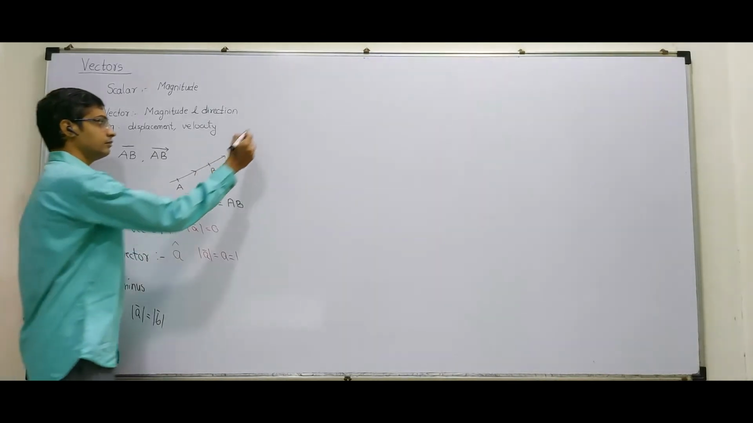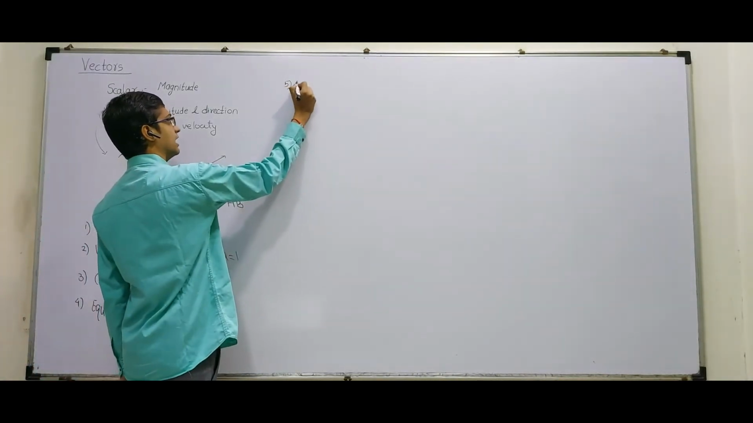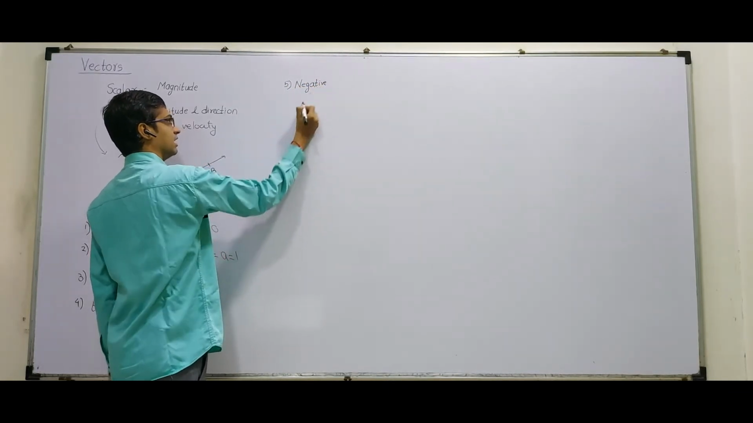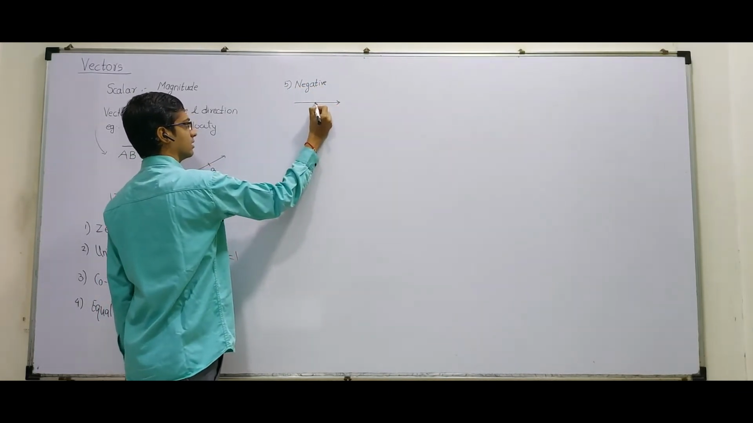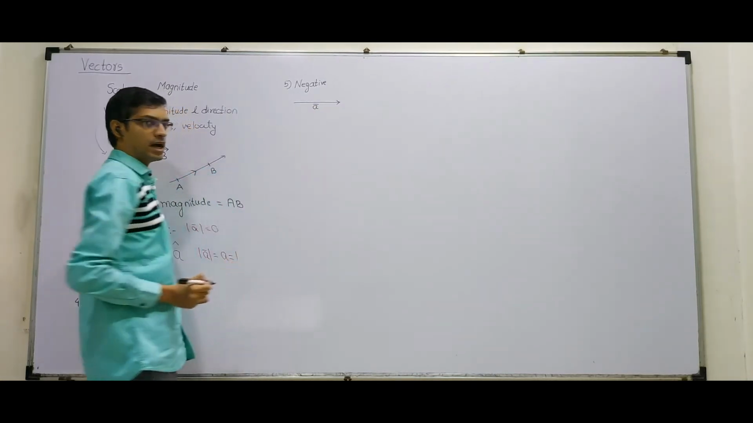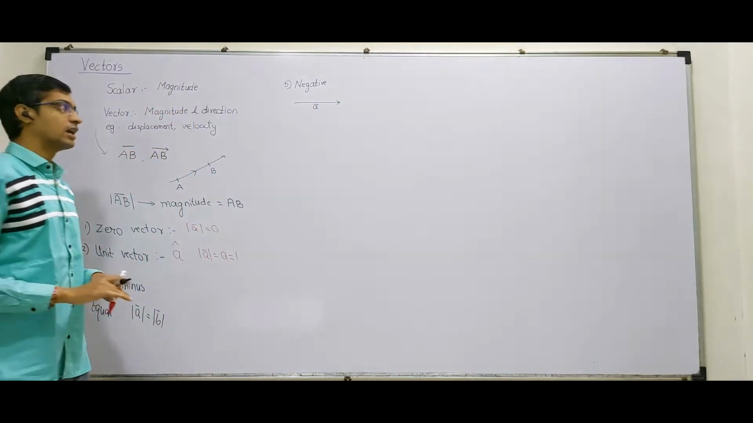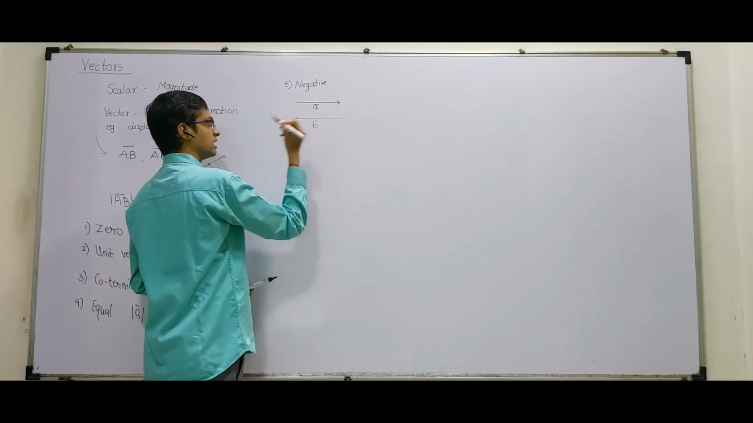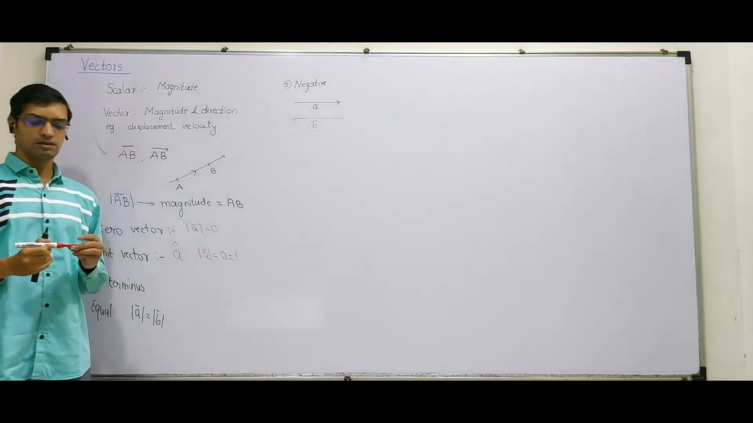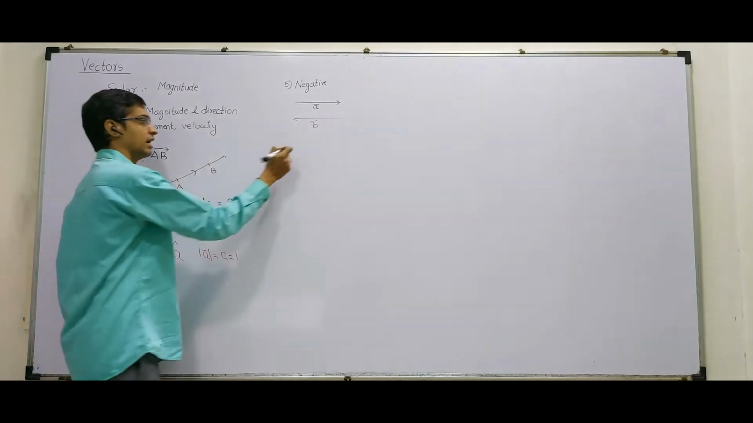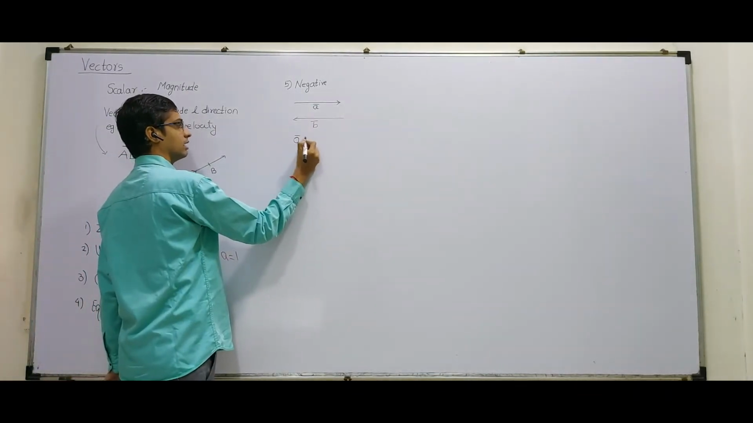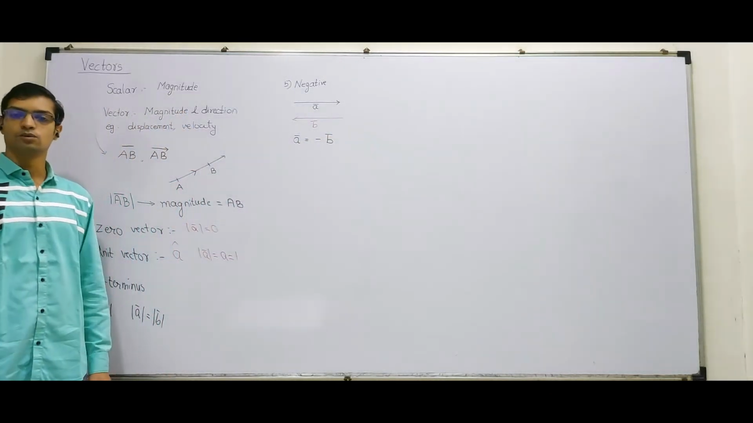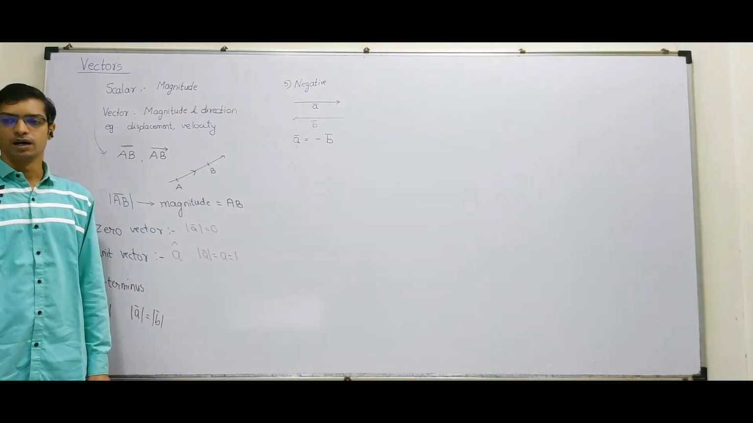Okay. And next we have the negative of a vector. Suppose I say that this is my A bar, with magnitude 5. If I can draw a similar vector in the opposite direction of the same magnitude, then it becomes minus A bar. So here I can write B bar is equal to minus A bar.